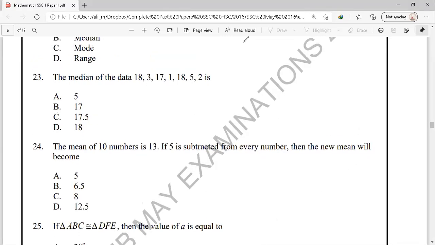Next, we have question number 23, and we have to find the median of this given data. So let's arrange this data into ascending or descending order: 1, 2, 3, 5, and then we will have 17, 18, and 18. So we have 2, 4, 6, and 7 terms. So we have again 1, 2, 3, 4, 5, 6. So we have one number missing, that is 1, 2, 3, then 17, then 18 and 18.